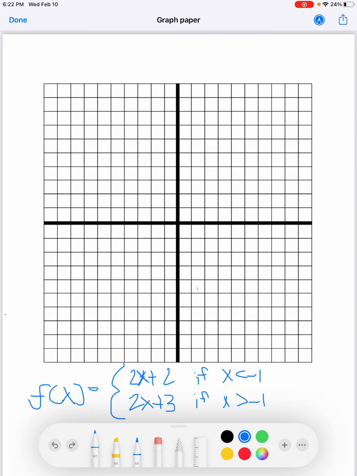You need to plug in this value, negative 1, into both equations and see what you get for f(x). So I don't have a lot of room to do that, but we should know this by now. So 2 times negative 1 is negative 2 plus 2 is 0. So we get 0 for what f(x) would equal in that case. And then when you plug it in for 3, you get 1. So on one, we get 0, and the other we get 1.